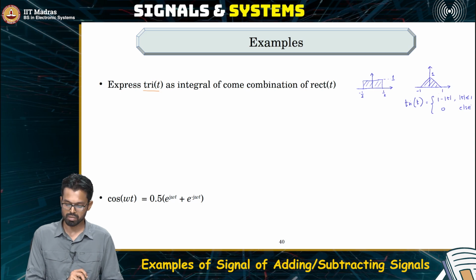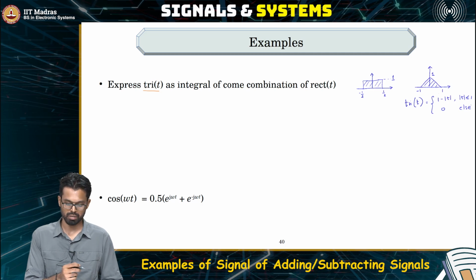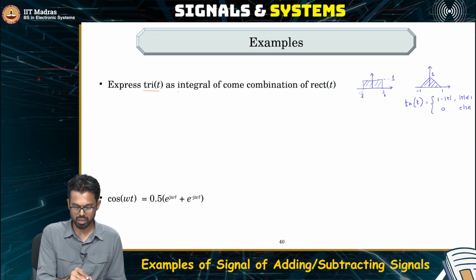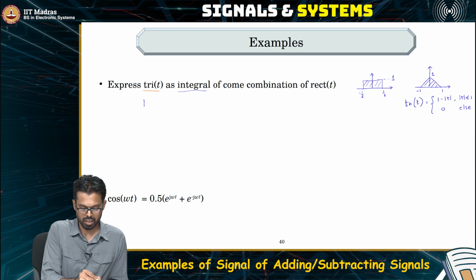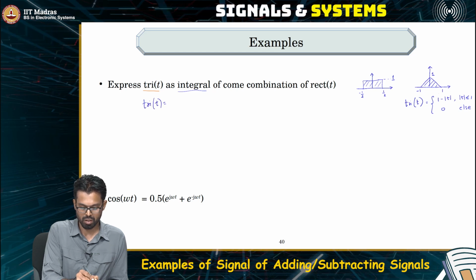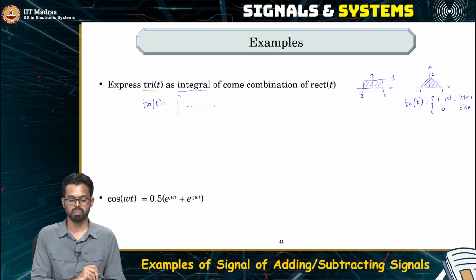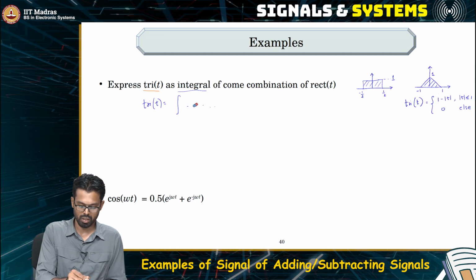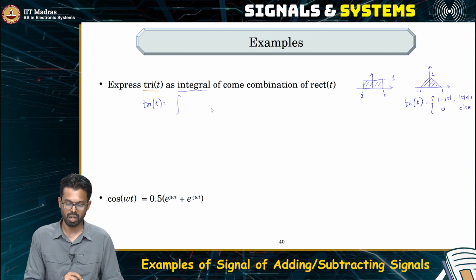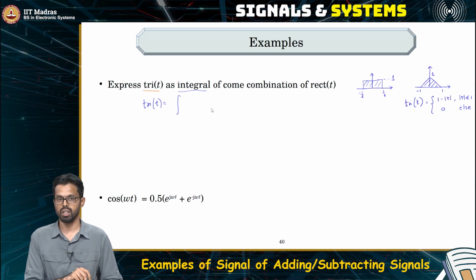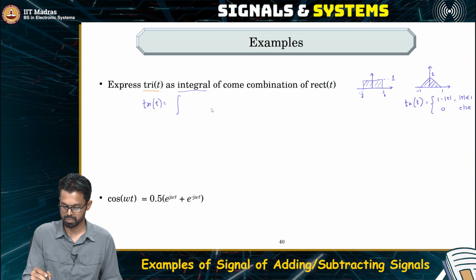Now let's try to get this function through the scaled, shifted, and manipulated versions of the rectangular function. How do we get this? The question says to try and use the integral operation. In other words, let's say the triangular function is some integral of something, and whatever we have inside this integral should be combinations of rectangular functions. To understand that, let's first see what we get when we integrate the rectangular function.